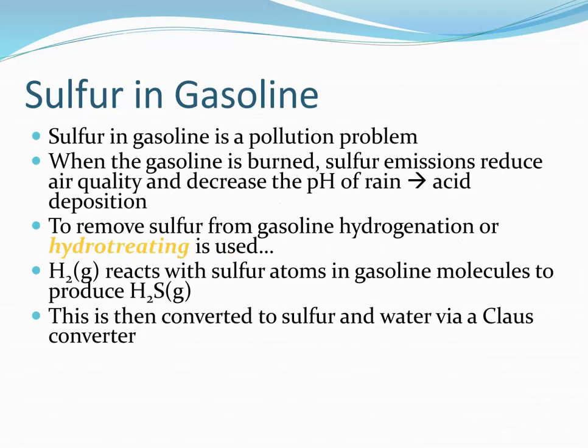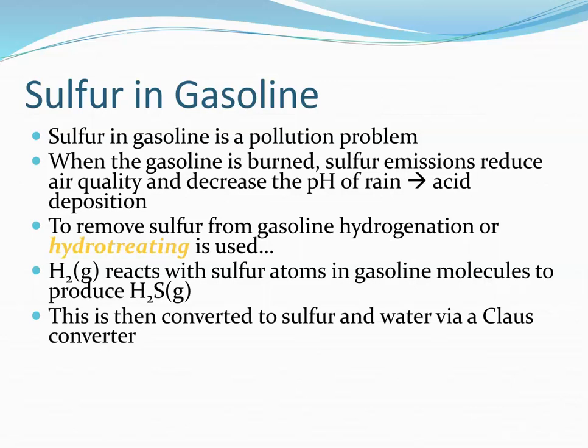Sulfur is a substance that is naturally occurring in fossil fuels and needs to be removed prior to burning the hydrocarbons. This is because sulfur dioxides formed in combustion will combine with water particles in the atmosphere to form acid rain. To remove sulfur from gasoline, hydrogenation or hydrotreating is used.